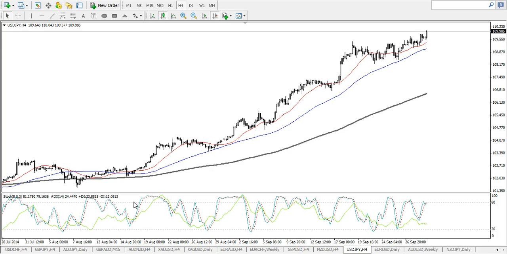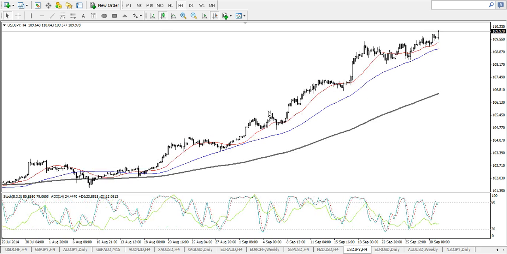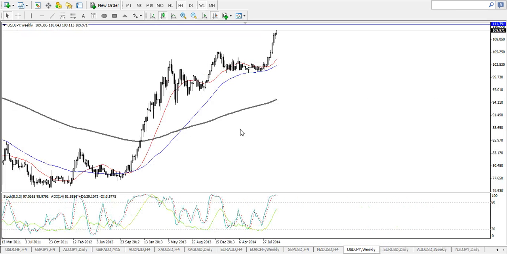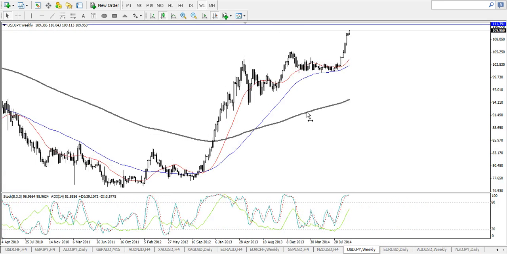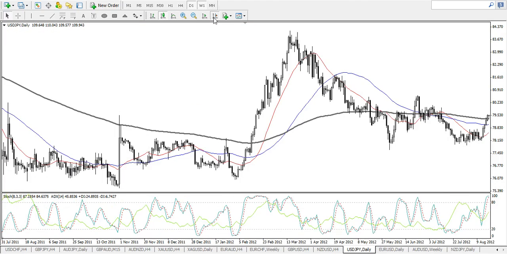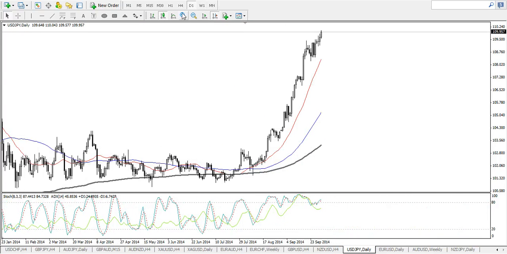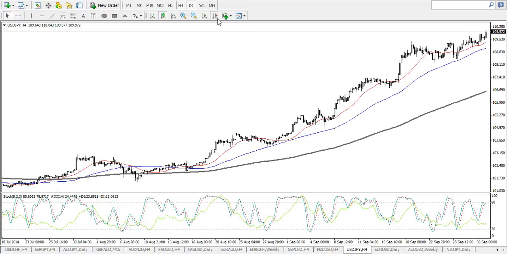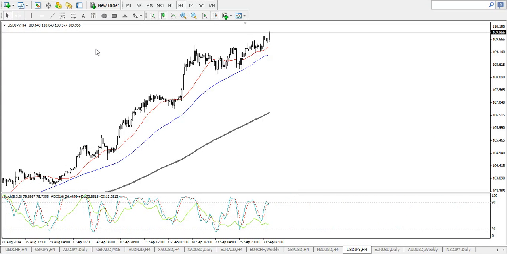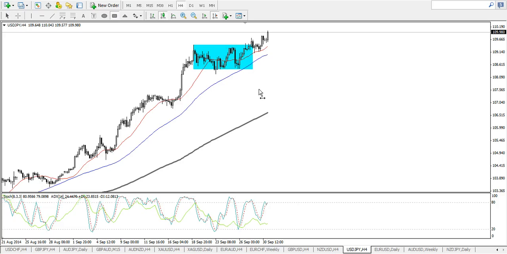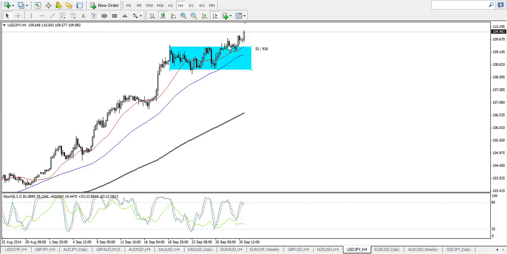Alright, so the very first pair we're going to look at today is the US dollar against the Japanese yen. Just a very quick recap. Let's look at the weekly chart. We can see the price has been appreciating very strongly. Going back to the daily chart itself, the appreciation is almost like a straight line. In the previous video, when I was talking about the dollar against the yen, there was a so-called range over here, and finally it broke above.